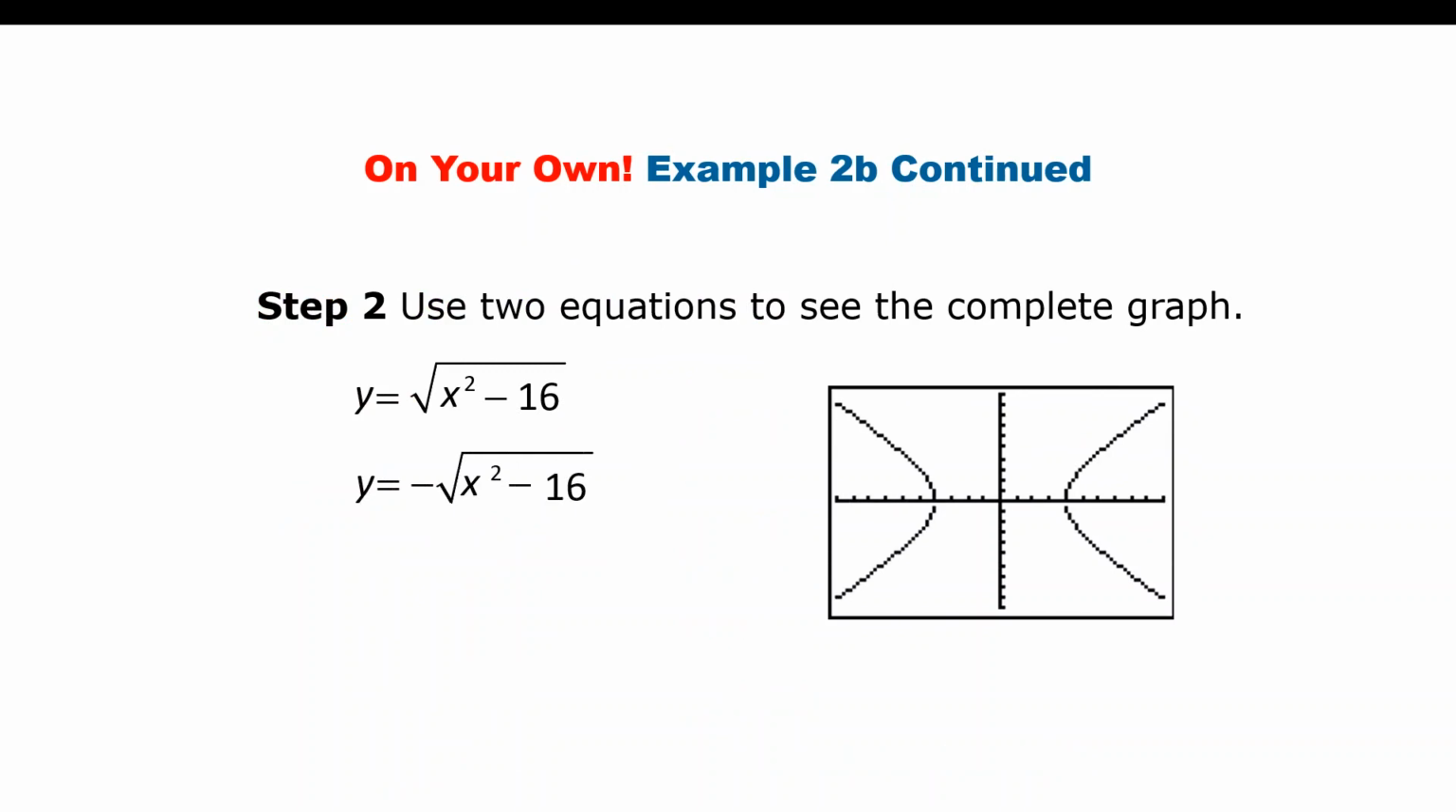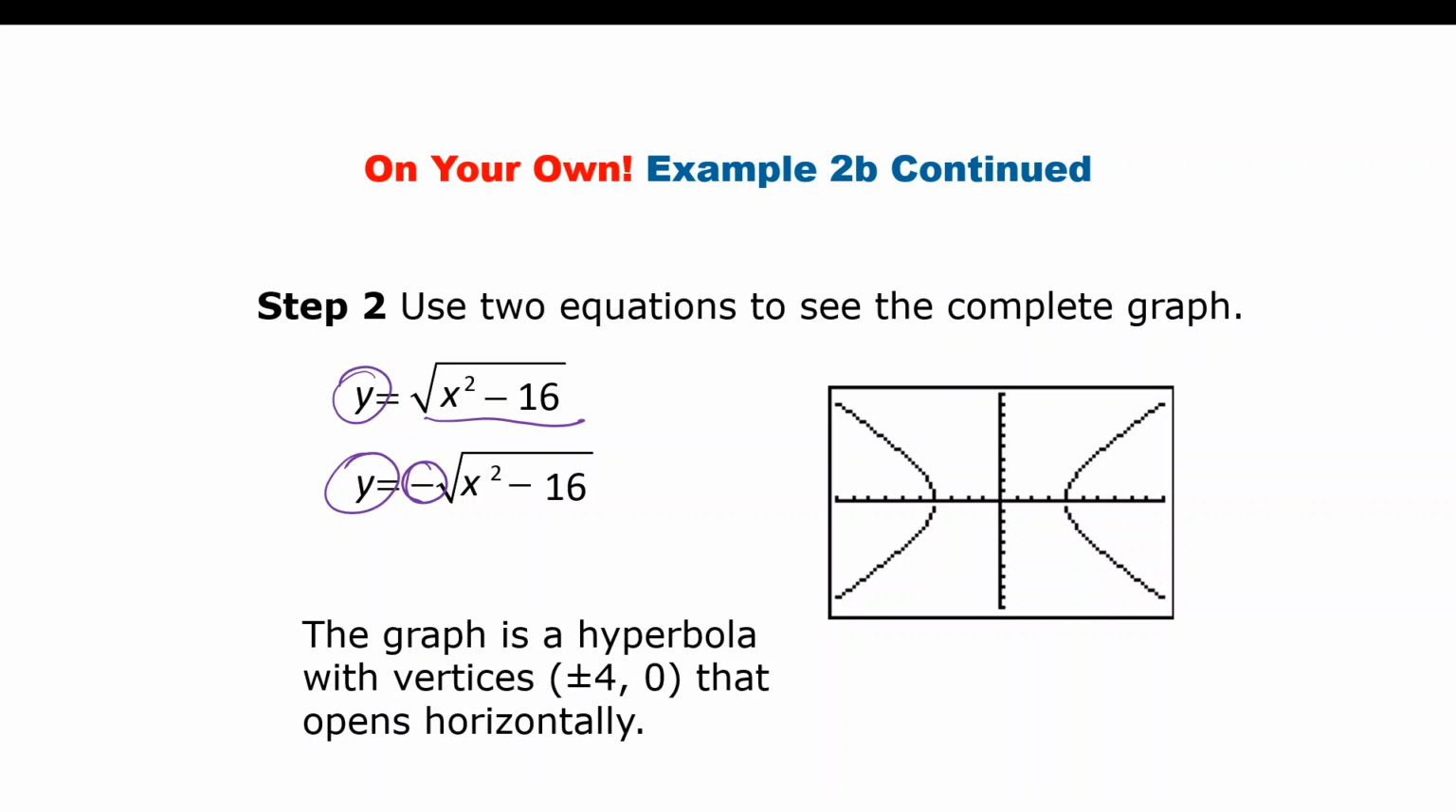Step 2, we're going to put in y1, this, and in y2, don't forget to put your negative in, and you will see that it's a hyperbola. And the information you need to say is this graph is a hyperbola with vertices at x is negative 4, 0, and positive 4, 0. And it opens horizontally.